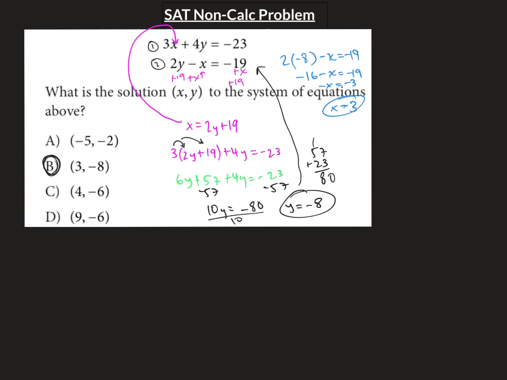And then we can go ahead and plug it in as a final check. So let's go ahead and plug in our final values here. So let's take this same equation, 2y minus x equals negative 19, and now we plug in both our answers. So we get 2 times negative 8 minus, what is our x value? It is positive 3, so minus 3 equals negative 19. Negative 16 minus 3 equals negative 19, and that is true. So we know that answer choice B is our correct answer.